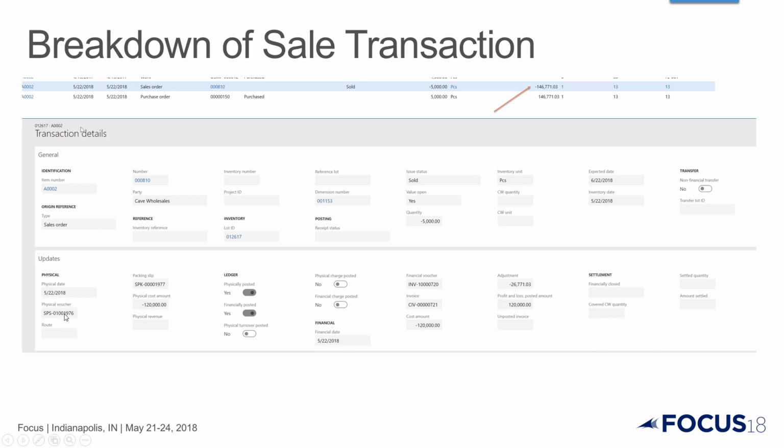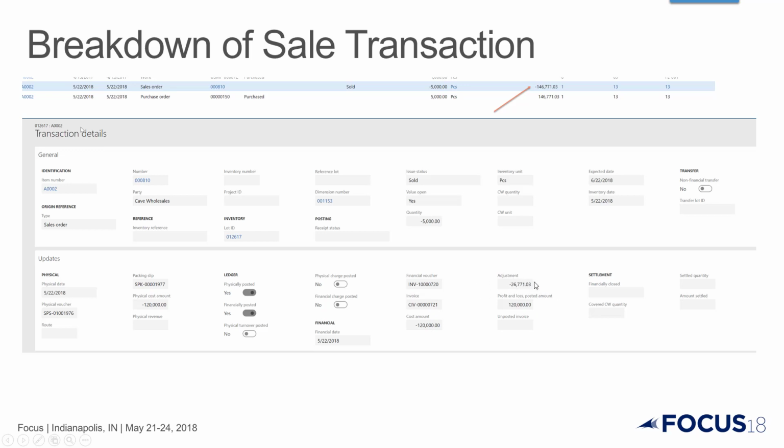It's going to say, what is my physical voucher, my packing slip, and physical cost amount? Then it's going to go over here and say, is it physically posted and is financially posted? In this case, it's both. So then if I go over here, here's the financial side. Here's the financial date. There's your voucher. There's your invoice number. There's your cost and associating with the adjustment.